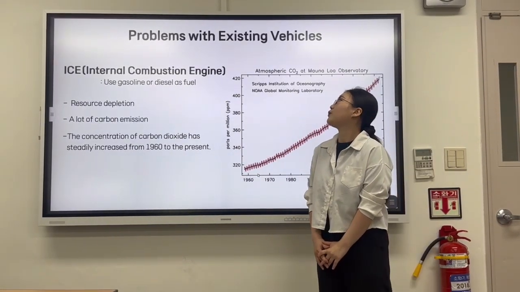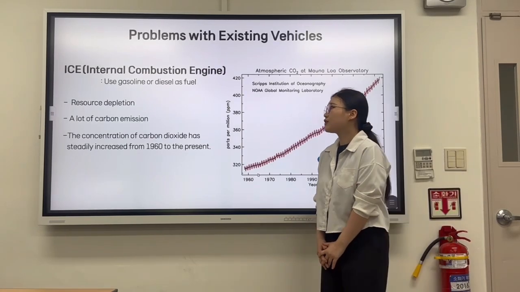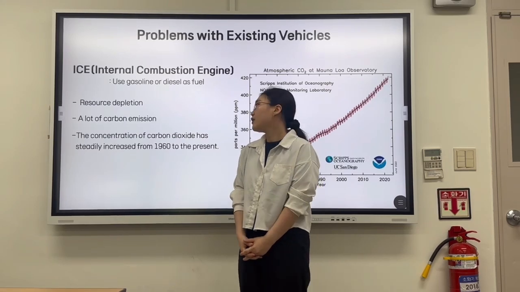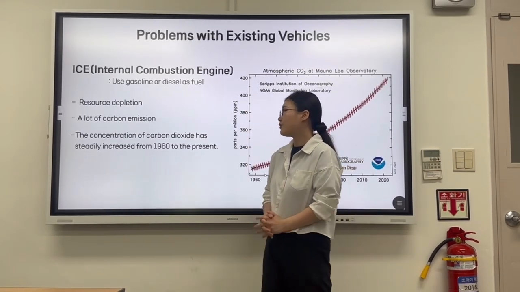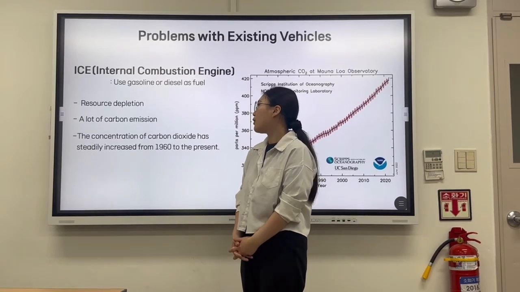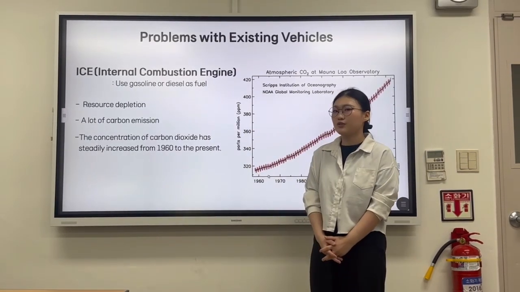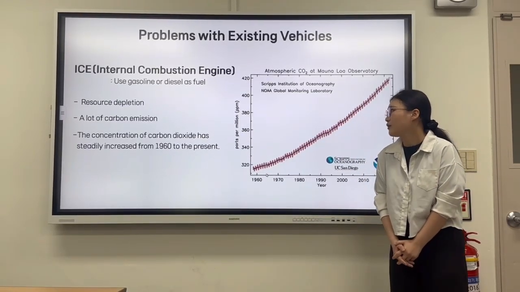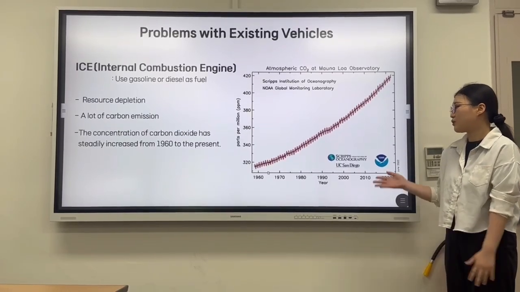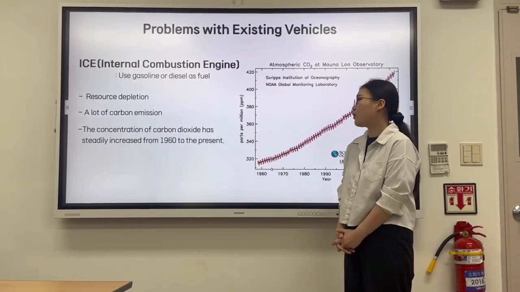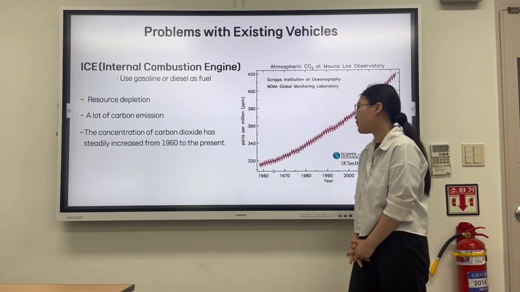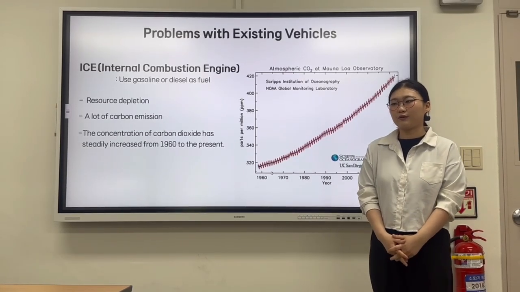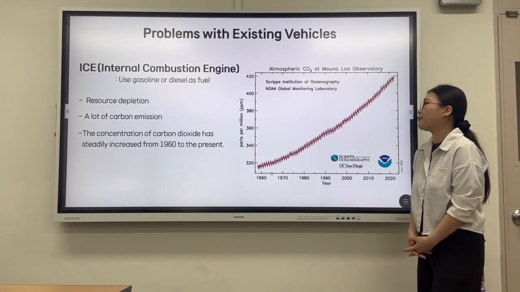The problems with existing vehicles: first is resource depletion. This is because raw materials obtained from nature are used. Second is a lot of carbon emissions. A lot of carbon emissions can cause air pollution and environmental problems. In fact, if you look at this graph, you can see the concentration of carbon dioxide has steadily increased from 1960 to the present. There are many reasons, but this is a bigger issue that cannot be ignored.